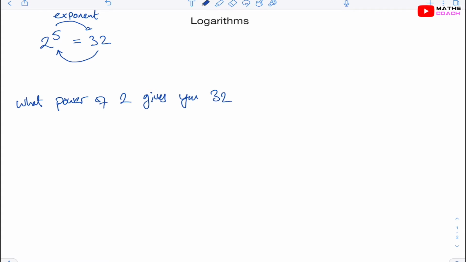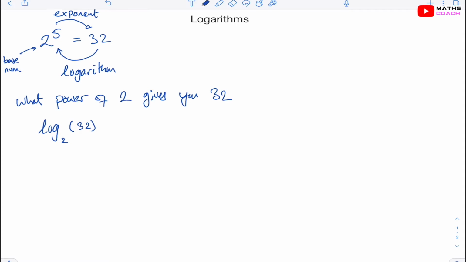Here, obviously, we know that 2 to the power of 5 gives you 32. The 2 here is called the base number of your exponent, and the 5 itself is the exponent, and that's the power. And the process of working out the power of 2 that gives you 32 is called a logarithm. Now, how we set out the function of logarithm, we write this as the log of 32 to base 2, or you can also pronounce this as log to base 2 of 32. What this means is 2 to what power gives you 32, and we know the power is equal to 5.